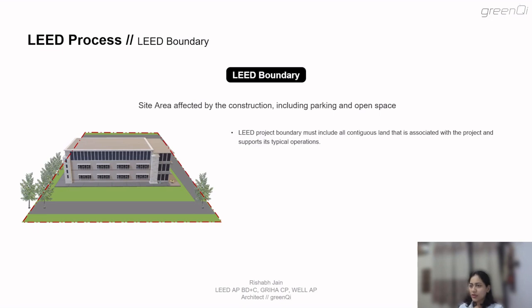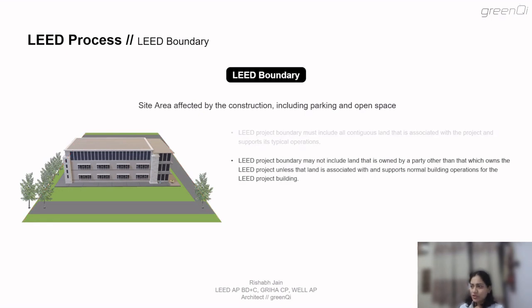So as you can see in this example, you have a site where there's a building and then there's some road that is going along, a site entry, and the road is going along, and then there's some landscape area. So we need to assign the LEED boundary when we register the project or when we submit the documentation. It is important to understand that all your documentation corresponds to this site boundary or LEED boundary.